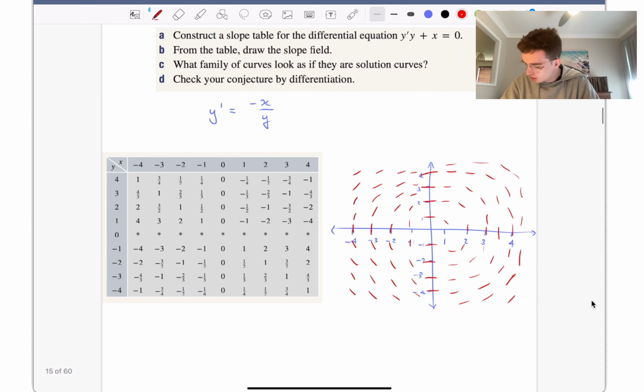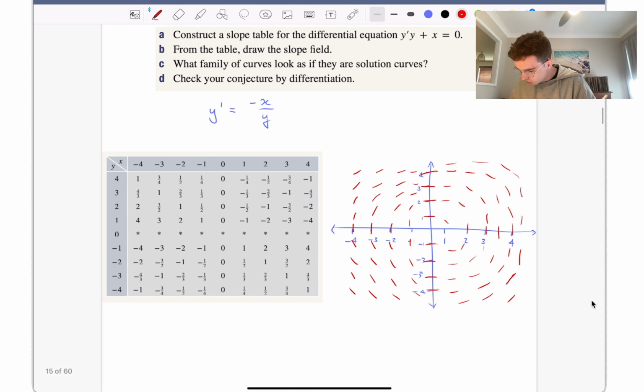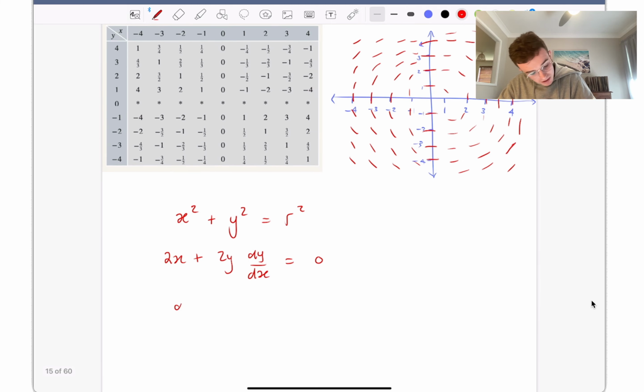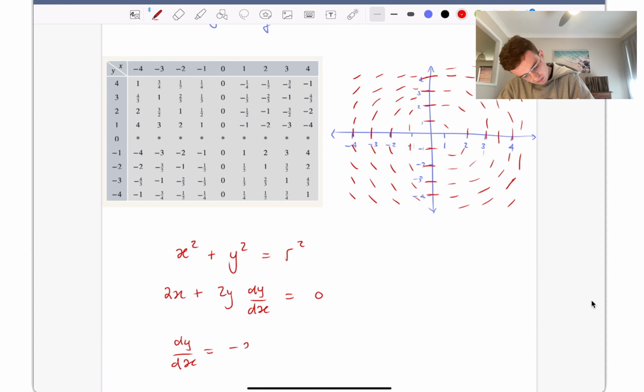So what family of solutions is this? We can see it's a circle, x squared plus y squared equals r squared. And check your conjecture by differentiating. So we want to differentiate the equation. Let's go x squared plus y squared equals r squared. Let's differentiate that with respect to x. 2x plus 2y dy/dx equals 0, which means dy/dx, of course, is going to equal minus x on y by rearranging for dy/dx.